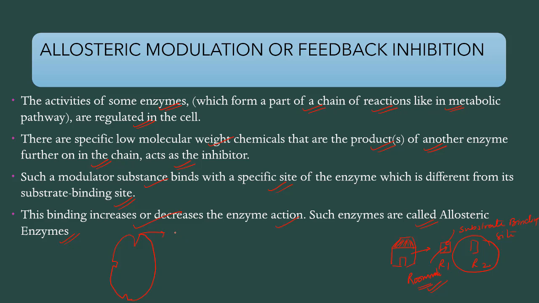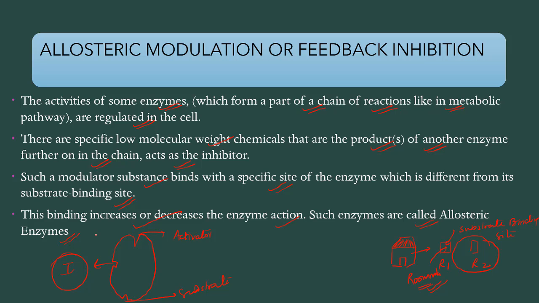Suppose this site is for the activator, this site is for the substrate, and this is for the inhibitor. If the inhibitor binds or attaches to this site, it will change the conformation, right? So depending upon these inhibitors, a feedback is generated, whether inhibition is required or not.